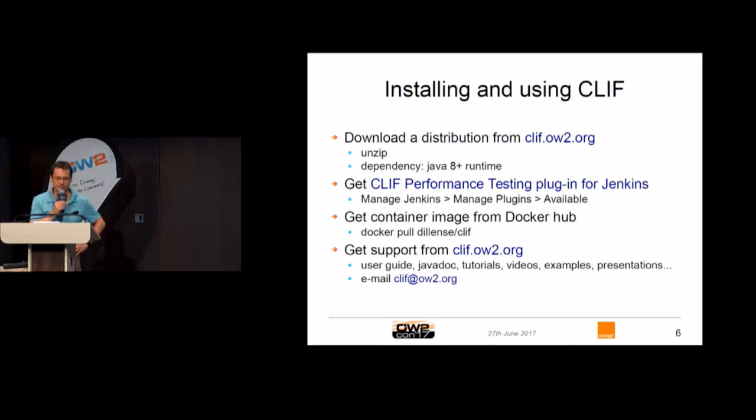For the CLIF performance testing plugin for Jenkins, it's even easier. You get it in your Jenkins plugins manager, because it has been contributed to the Jenkins community early this year. From Docker, it's simple, just a command to get the image.